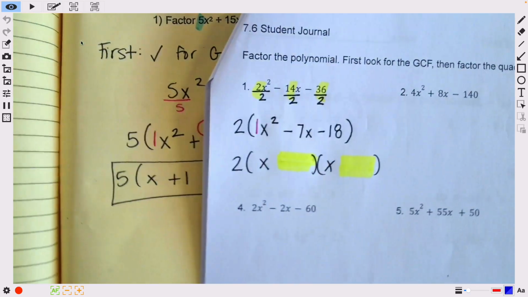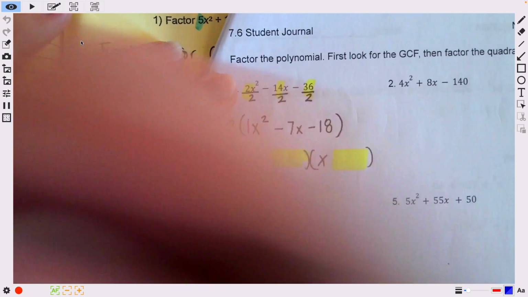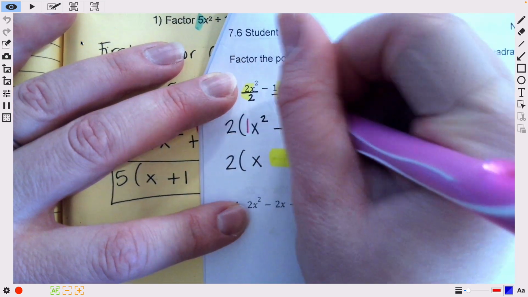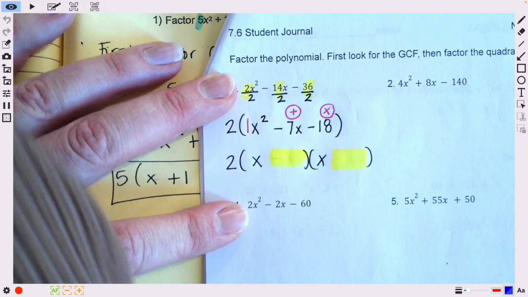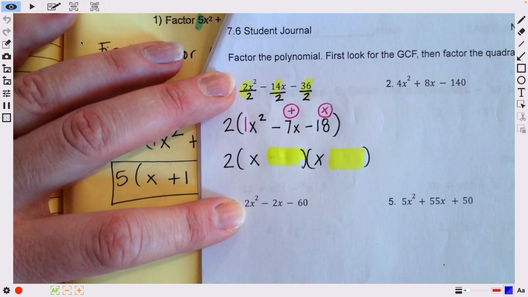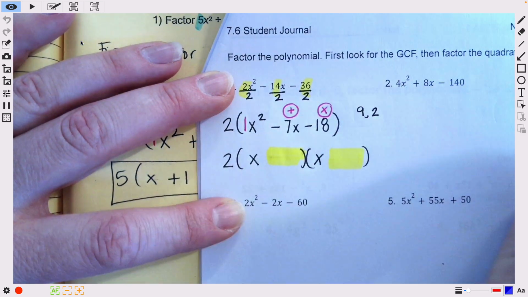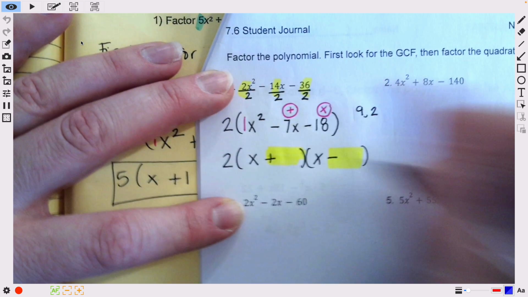As long as that front number is a 1, which I was able to make it a 1, you factor like normal. Two numbers that multiply to negative 18 and add to negative 7. Who thinks they have it? Joshua? 9 and 2. Okay.